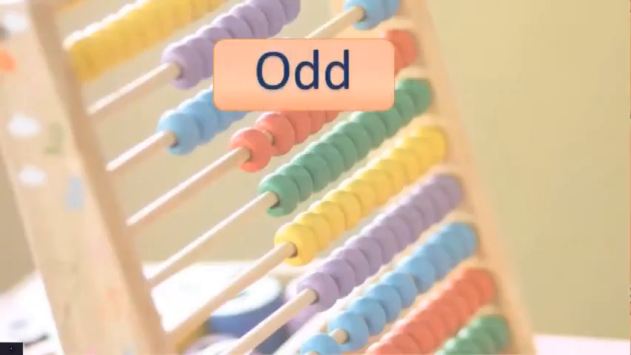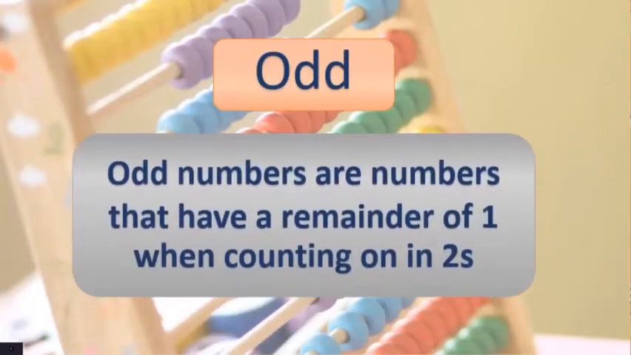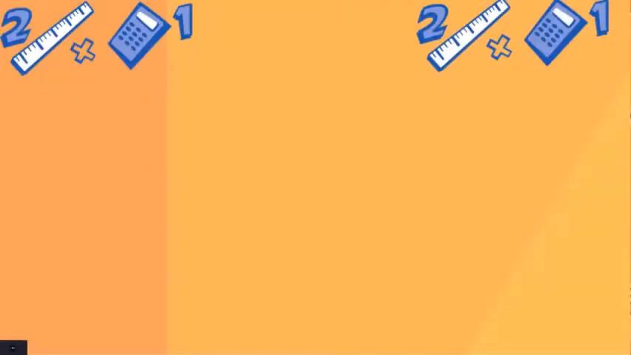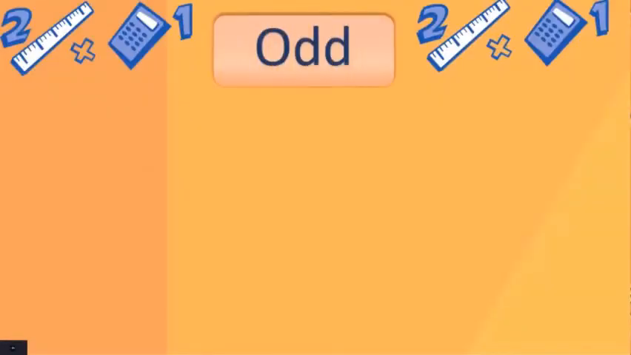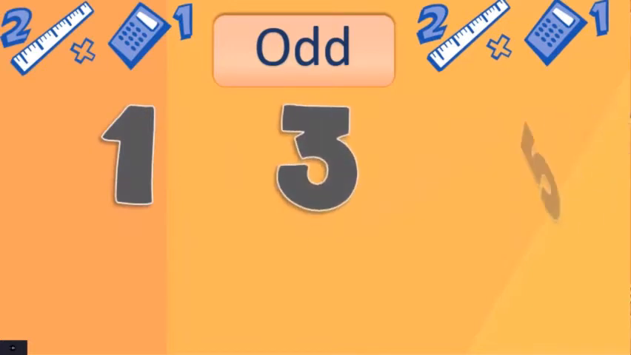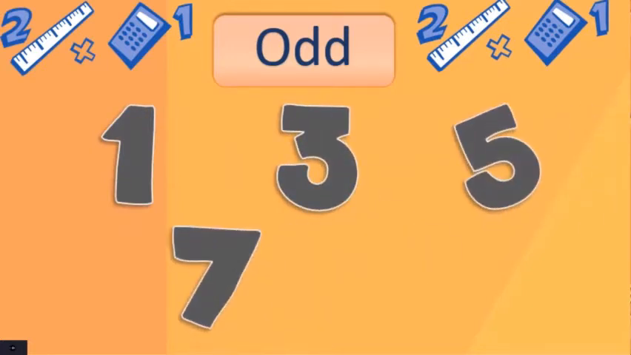Odd numbers are numbers that have a remainder of 1 when counting on in twos. These are the examples of odd numbers. Numbers that end with these digits are called odd numbers: 1, 3, 5, 7, and 9.